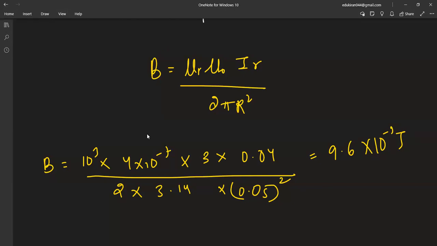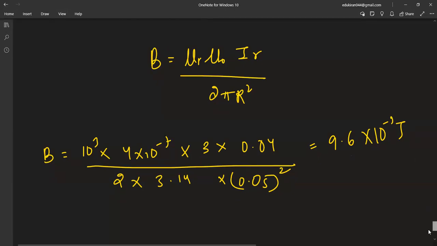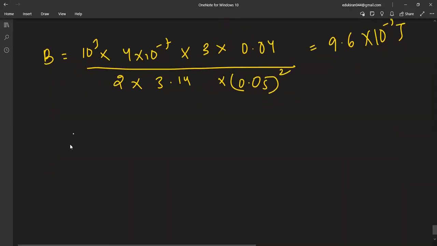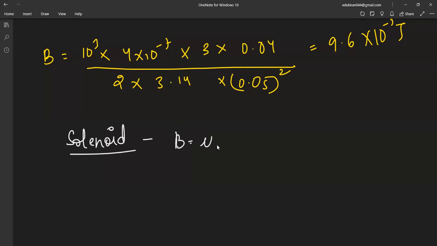Yes, ma'am. See, solenoid we have discussed. What is the formula for the magnetic field due to a solenoid? Mu naught Ni. When I ask what is the magnetic field due to a solenoid, your voice was cracking. Magnetic field is equal to mu naught Ni, where n is the number of turns per unit length. Perfect. So B is equal to mu naught Ni.